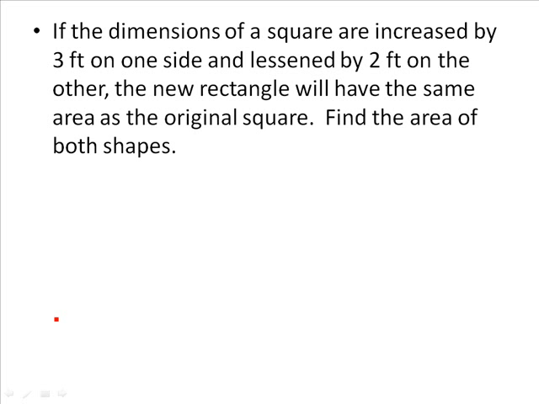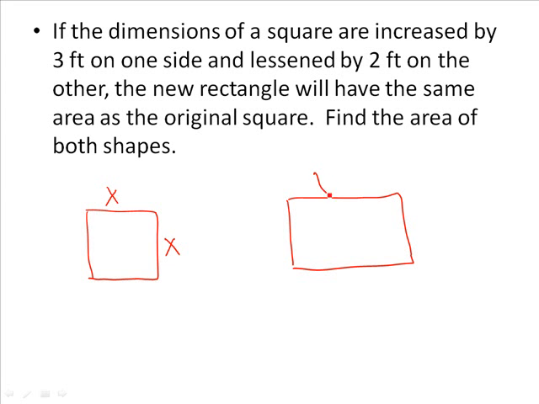by 3 feet on one side and lessened by 2 on the other. So we know we have a square. And because it's a square, we know that the sides must be the same length. And then we're comparing it to a situation where we've increased one side by 3 feet, and lessened one side by 2. Okay, so we've changed the dimensions. Then the new rectangle will have the same area as the original square. So now we're talking about comparing the areas of these two shapes.